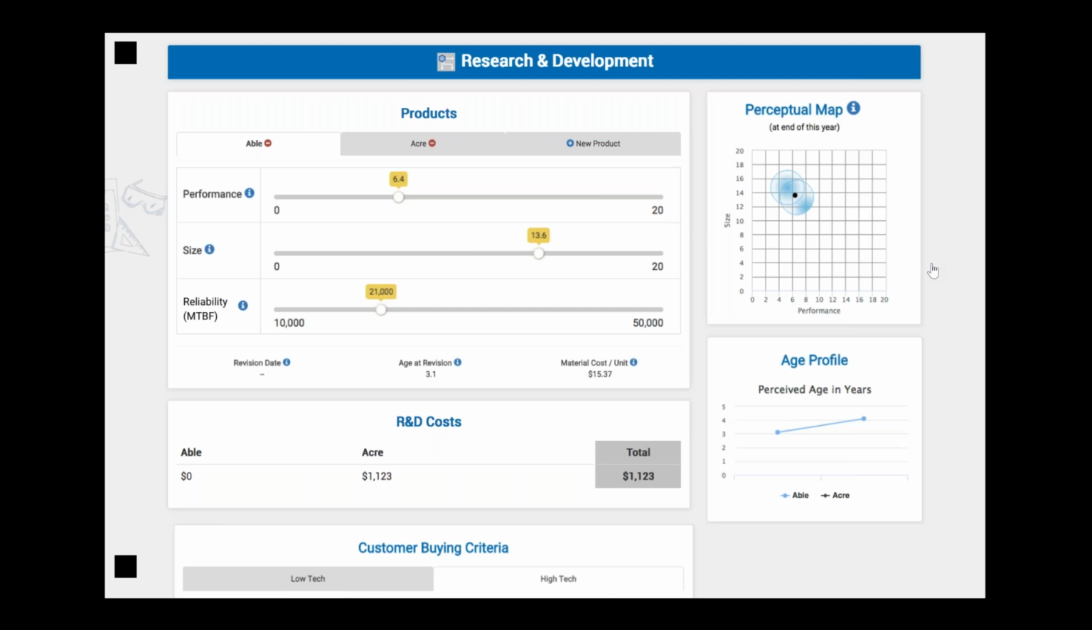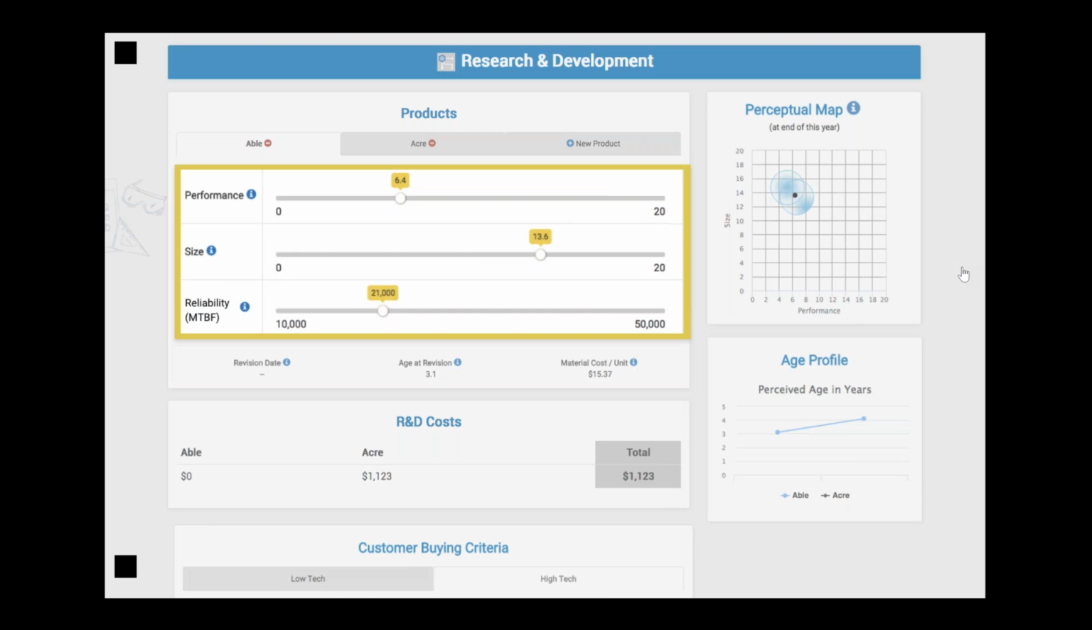And you see here three decisions that you can see with these yellow sliders, and I'll highlight them here for you. Students are required to determine a sensor's performance, size, and its reliability. Now, in research and development, students can revise their current product offerings. As I mentioned before, there's only one product that they start with, or they can introduce new products to the market. And the customers that we're trying to reach, those low-tech or high-tech customers, actually appear on the screen in the perceptual map. Now, there's something important I want to point out here.